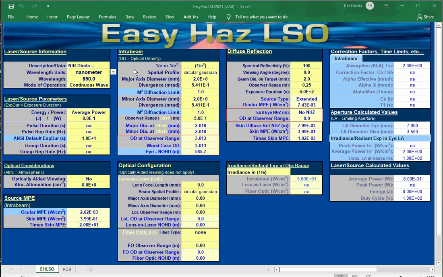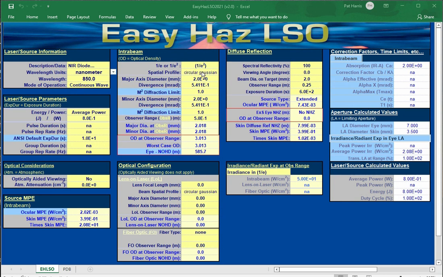Let's take a look at this near-infrared diode laser. It was built by a departed grad student, and what we know about it is it has a wavelength of 850 nanometers. It's continuous wave. It's at 0.8 of a watt, or 800 milliwatts. Again, we're going to be using the ANSI default exposure duration, which is 10 seconds for the near IR for an unintentional or accidental exposure.